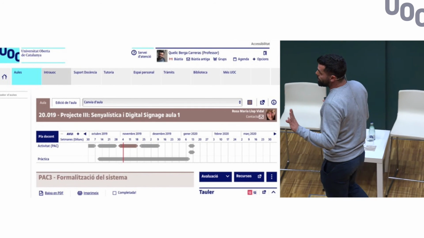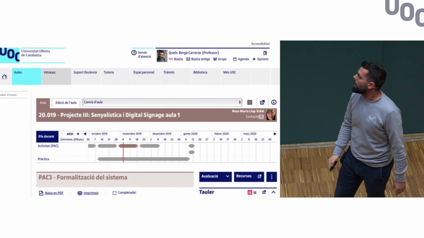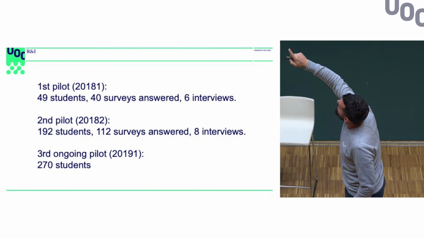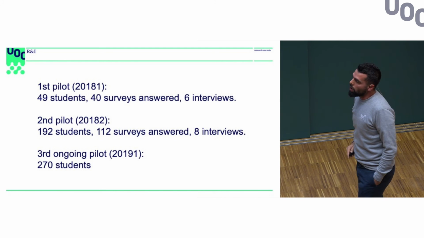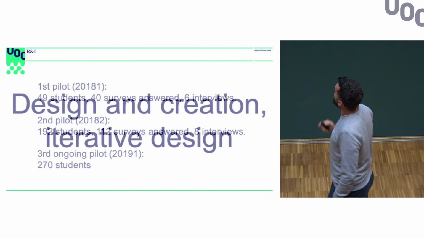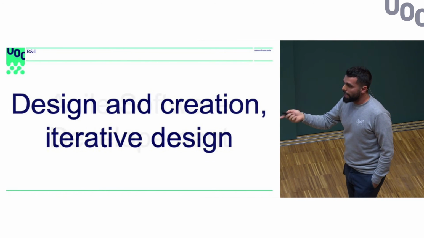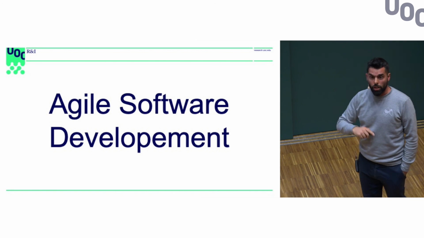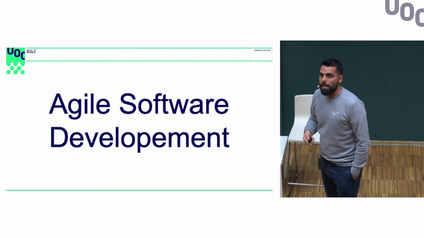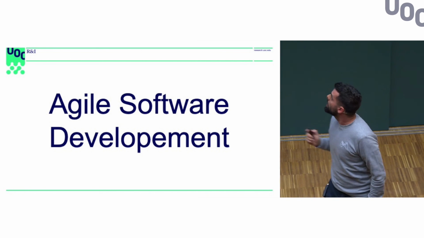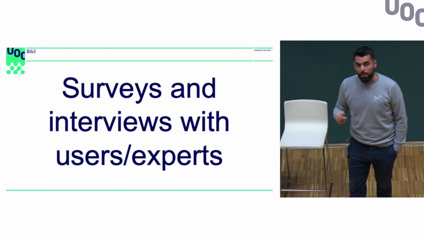I have a video that I'm not going to show, because it's not here to explain how it works. In our research, we've been running one pilot in 2018, a second one last semester, and now an ongoing one with 270 students. And what we're doing is design and creation in an iterative methodology. We're designing, checking, changing, designing, listening, and changing constantly. And we're trying to keep it very agile, constantly listening to what the needs are, what's working and what's not. And we're getting the feedback by surveys, interviews, and with users and experts.